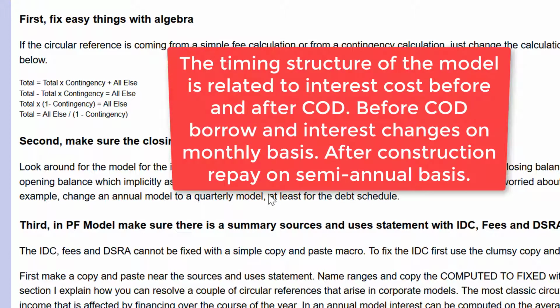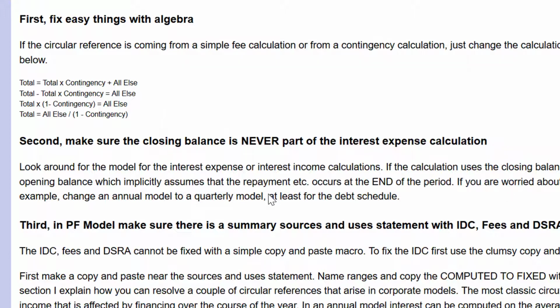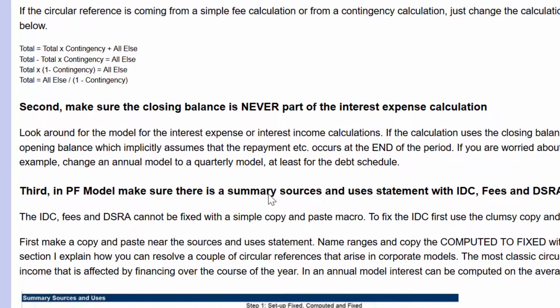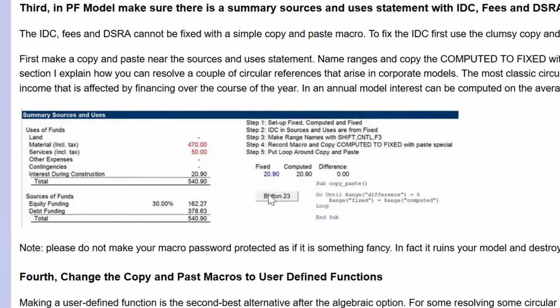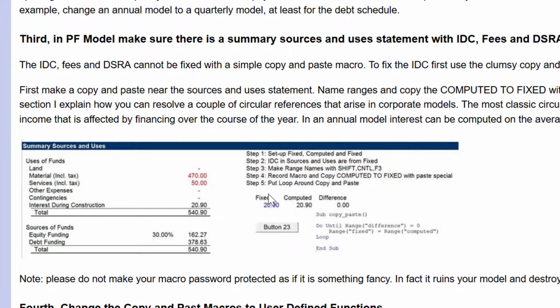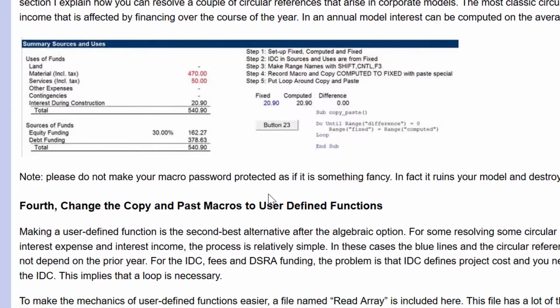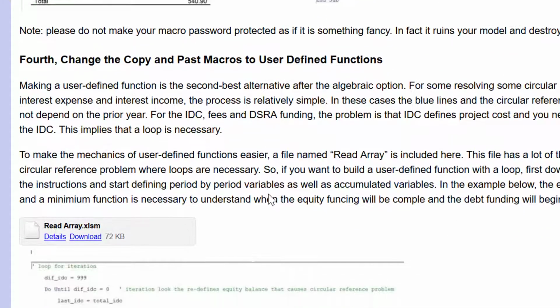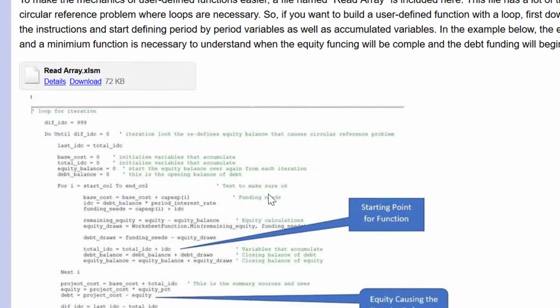And then you assume, which is the right assumption, that the repayments or the interest or the construction drawdowns or whatever drives the debt balance, that comes at the end of the period, which it does. And then there are some circular references associated with IDCs and all that. The first thing to do is to use our horrible copy and paste thing. And then after you use the copy and paste, you put a user-defined function in.